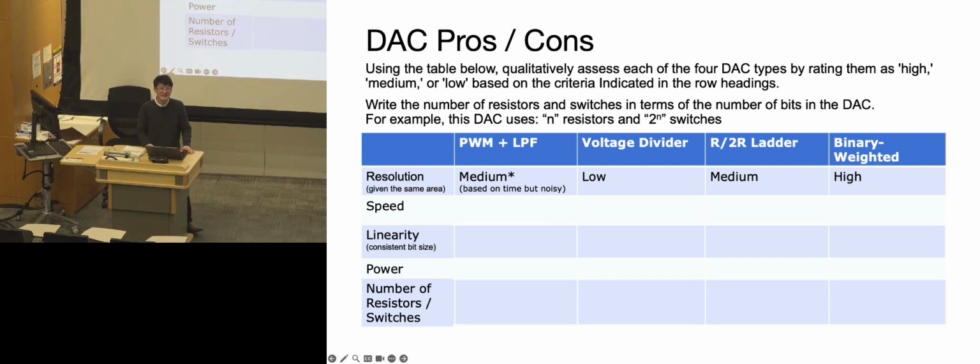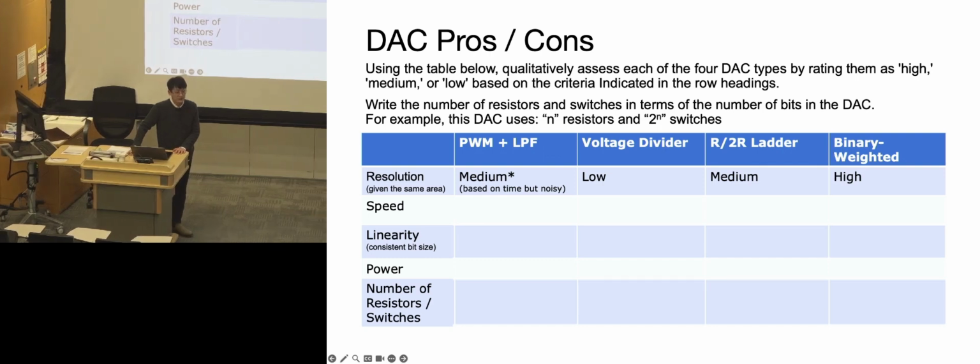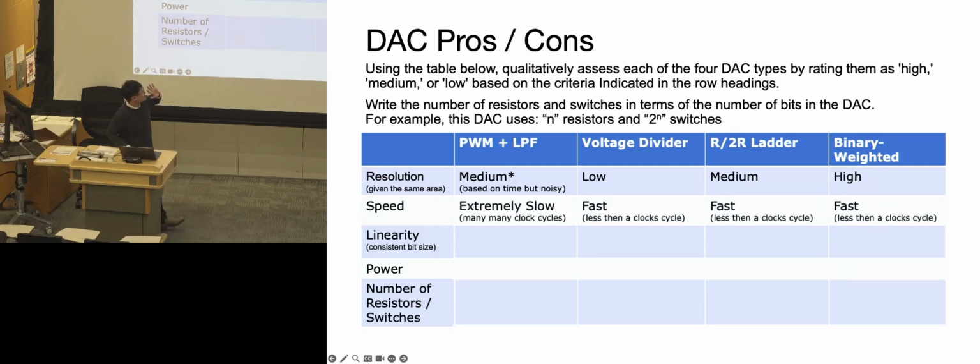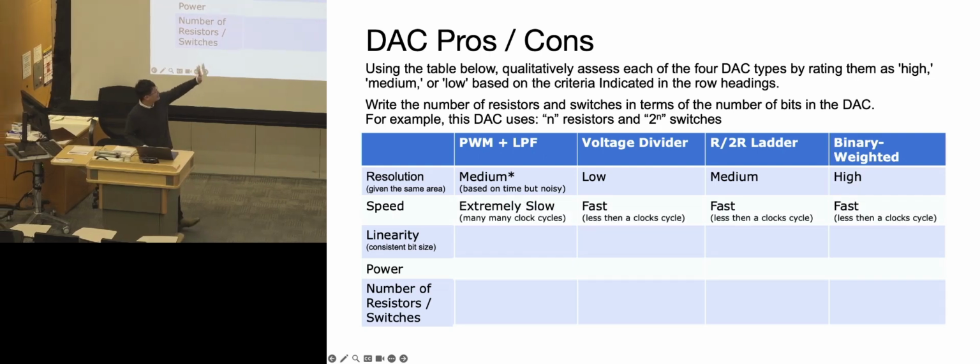Anyone? Yes. The PWM is slow because you have to charge and discharge the capacitor, and then the voltage divider is probably medium because it just has to propagate through a longer path, and then the R2R and the binary weighted should be about the same. I see. Yes. Pretty much the same.